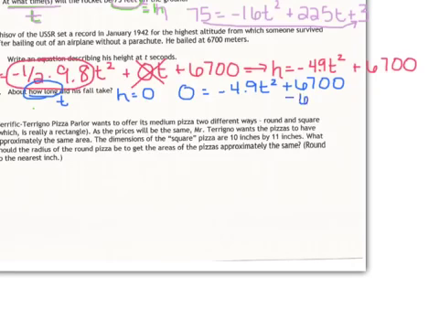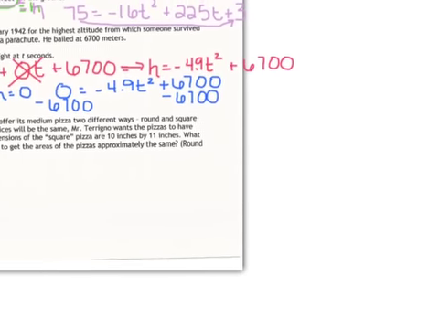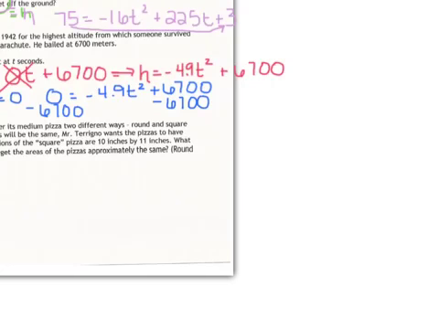I could subtract 6,700, I'm going to move off to the side again here. So I would end up with negative 6,700 equals negative 4.9 t squared. Let's divide by negative 4.9. Okay. And I end up with 1367.35.